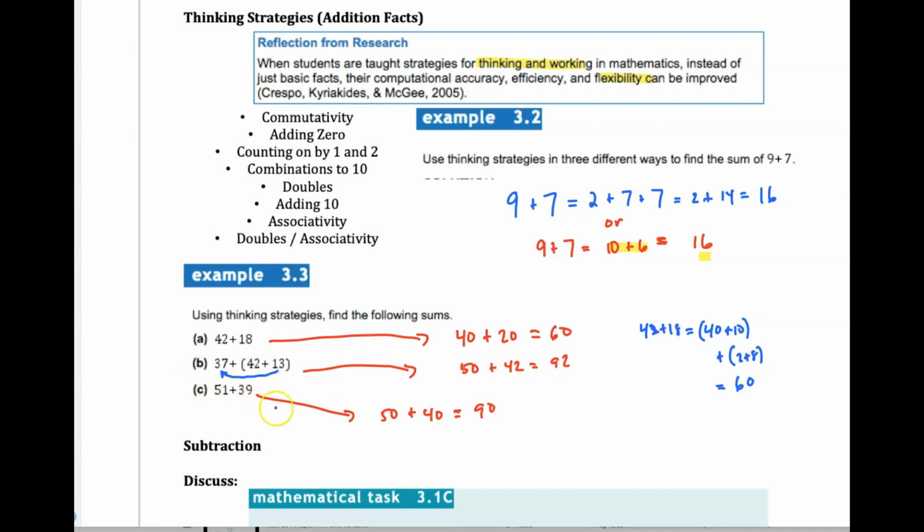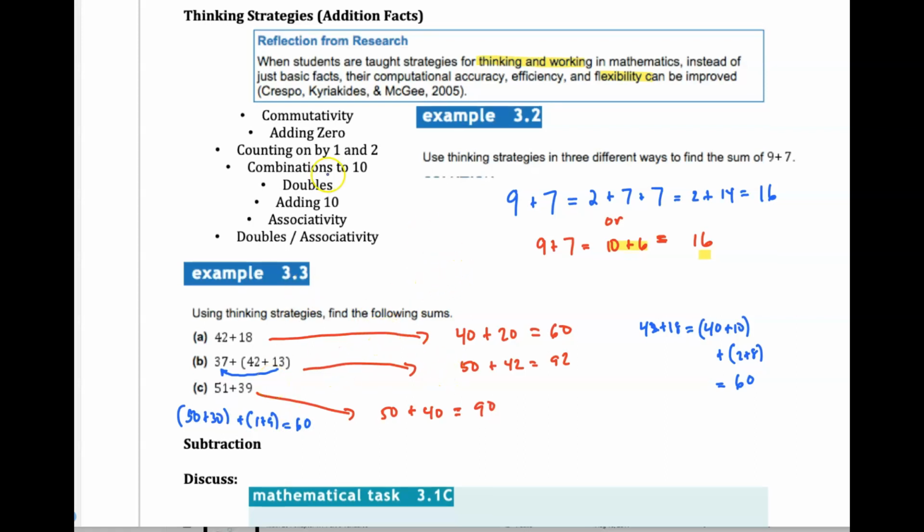51 plus 39, I see 50, 30. So I take away 1 here, give that 1 to there, you get 40, I get 50 plus 40. Another person might see 50 plus 30 plus 1 plus 9, and then there's your 60. Again, just to challenge you to look at other flexible ways, thinking strategies to add numbers.